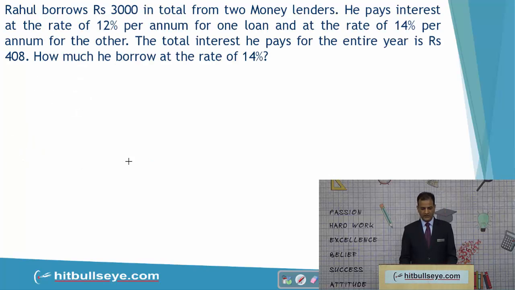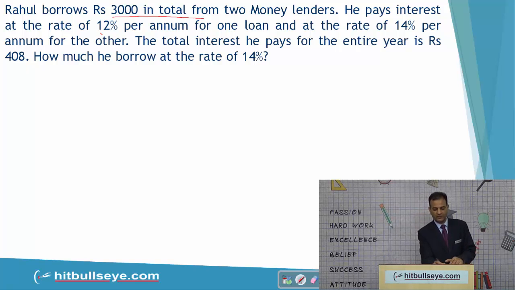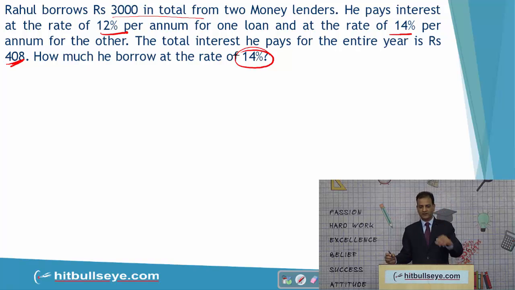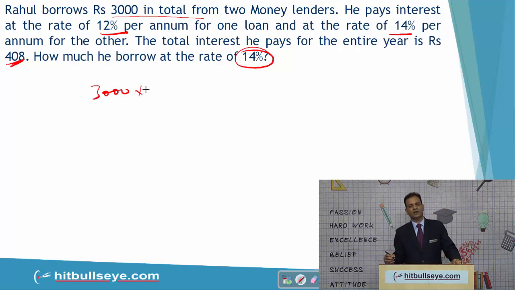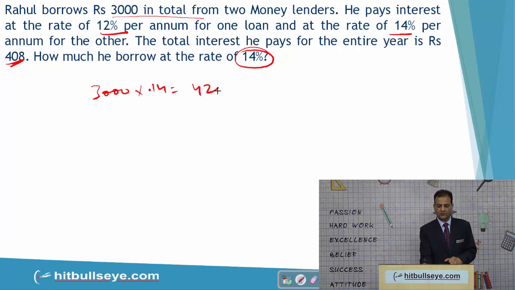You can check. But again, think logically, friends. Rahul borrows 3000 in total from two money lenders. He pays interest 12% and 14%. Total interest for the year is 408. The question is, how much is borrowed at 14%? Now simply, if the whole money of 3000 was borrowed at the rate of 14%, what is the interest? Into 1.4, 14 times 30 is 420.